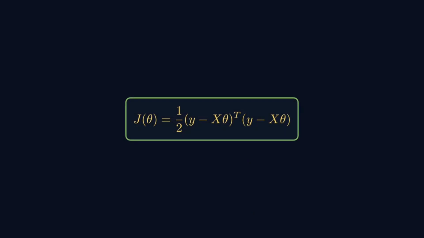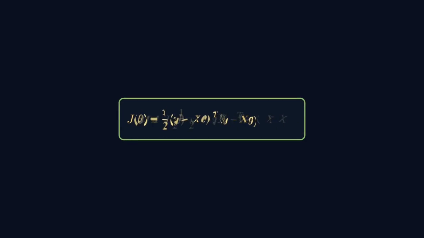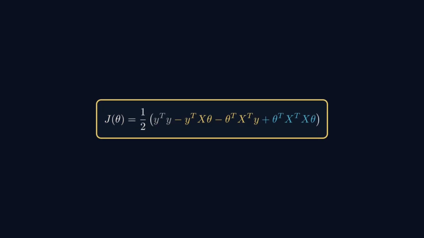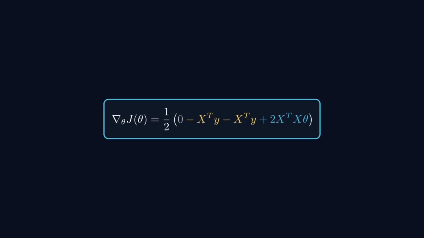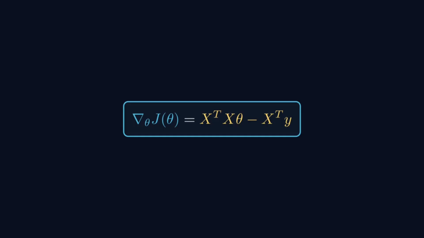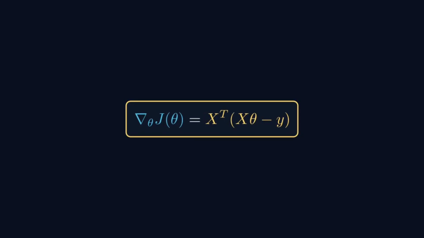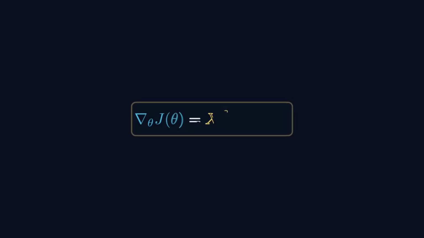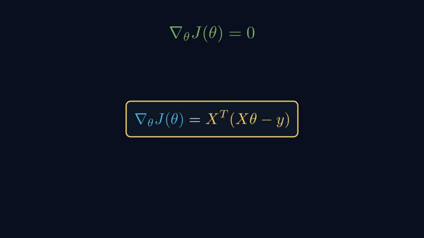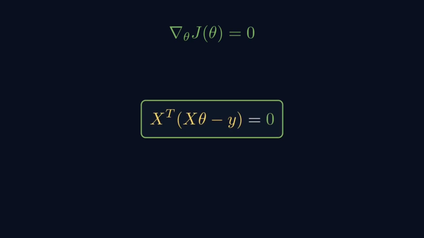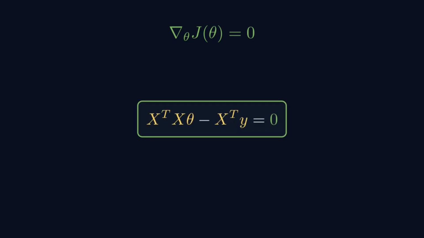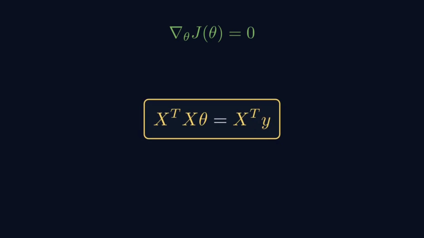Now, I'll spare you the matrix calculus details, but underneath all this notation, the same story is happening. Expand, differentiate, simplify. And something beautiful appears. The gradient becomes x transpose times (x theta minus y). And just like before, we go back to the geometric idea. At the bottom of the bowl, the slope becomes 0. So we set the derivative equal to 0. Suddenly, our optimization problem becomes x transpose (x theta minus y) equals 0.